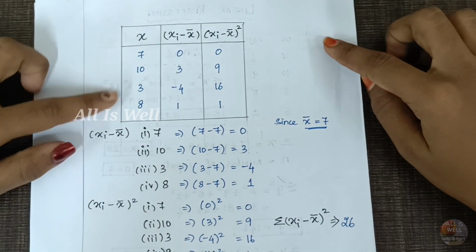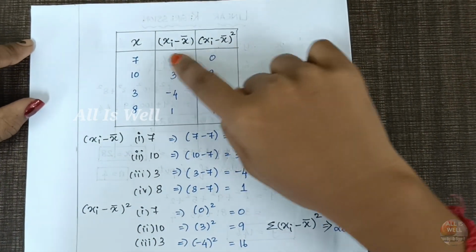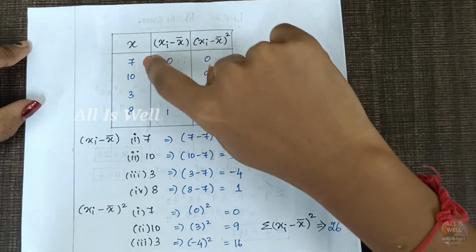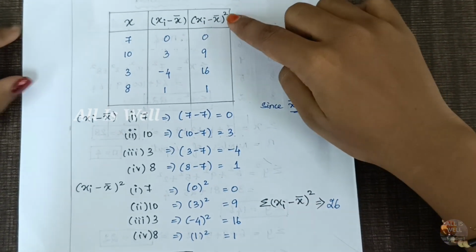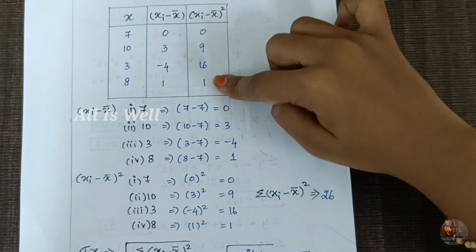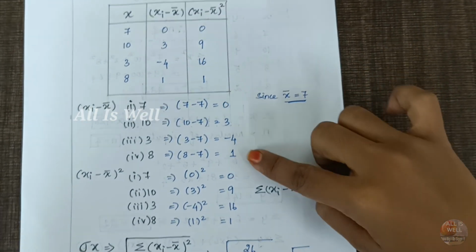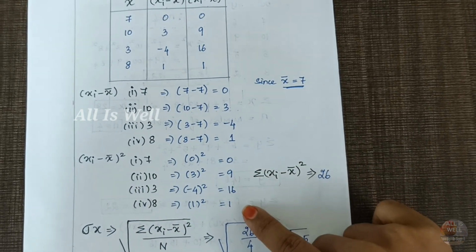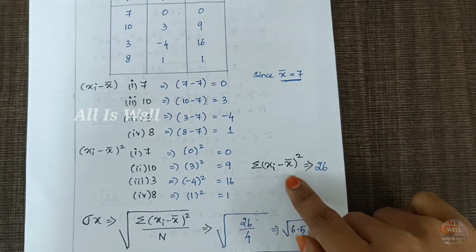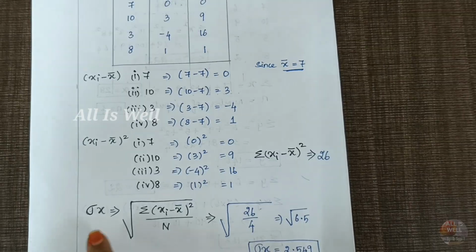Make a tabulation of x data, xi minus x bar data and xi minus x bar the whole square data. Xi minus x bar can be calculated by subtracting the average of x values from given x values. Square the values to get xi minus x bar the whole square and get its summation.